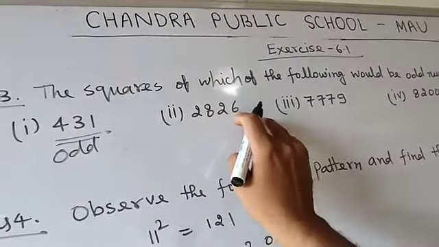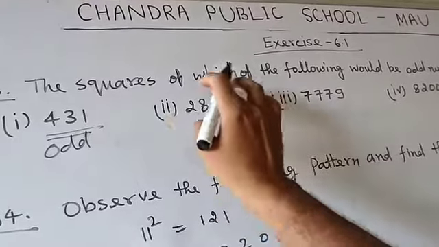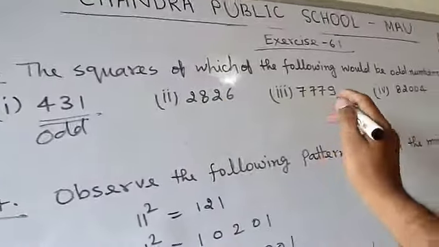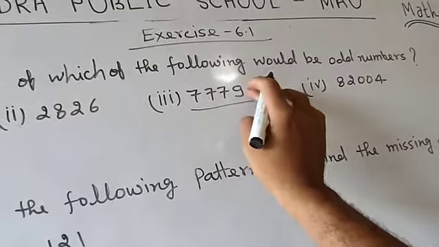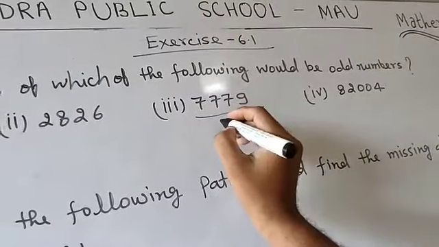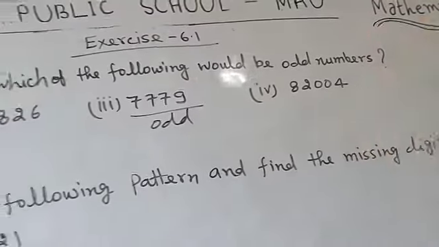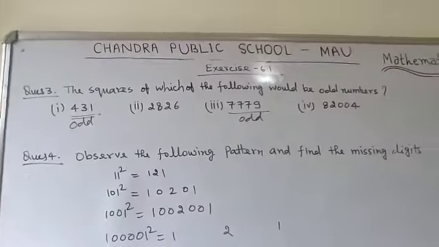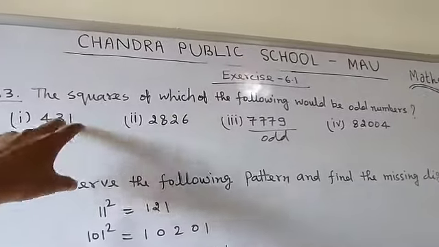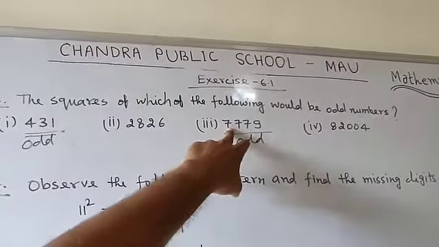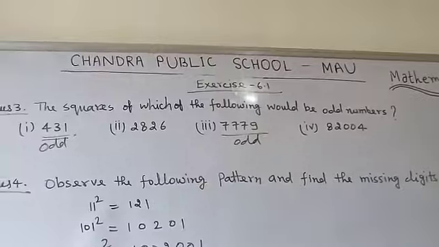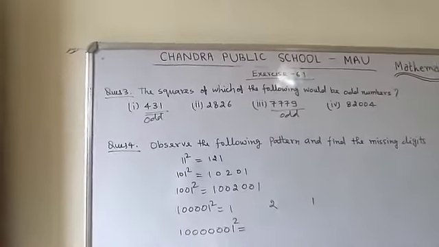This number is even, here it is 6, so its square will be even, it will not be odd. Here the unit place is 9, so it is an odd number, so its square will be odd, and here it is an even number, so its square will be even. So it is a very simple question. You can write that the square of 431 and the square of 7779 will be odd. So that is a very simple question.